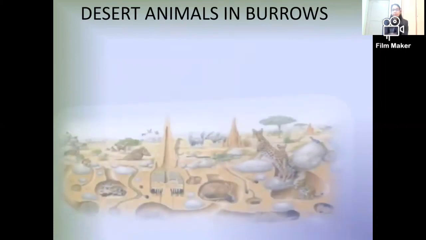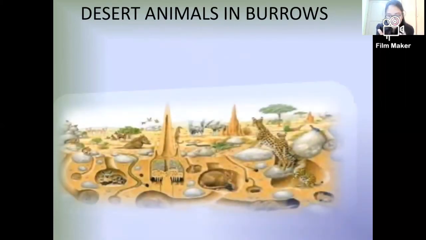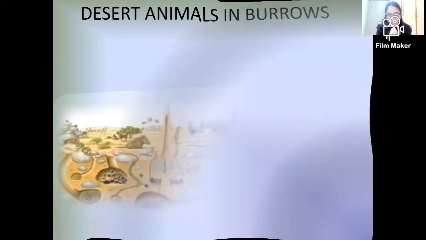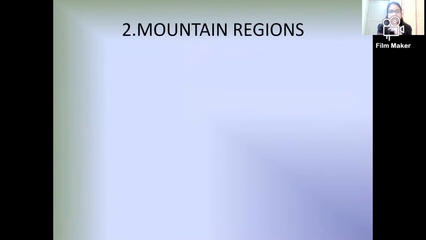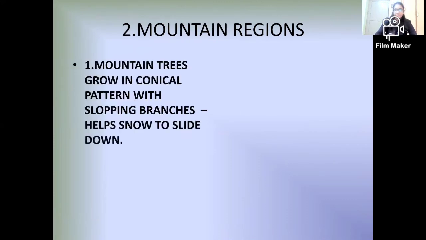Now let's learn about desert animals in burrows. These are all the desert animals in burrows. In the burrows, you can have rats, snakes. I already told you, right? Now this is the first terrestrial habitat. Now let's go with the second terrestrial habitat, that is mountain regions.